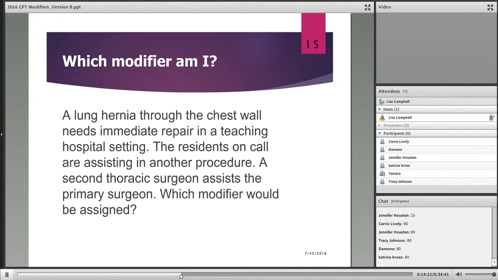A lung hernia through the chest wall needs immediate repair in a teaching hospital setting. The residents on call are assisting in another procedure. A second thoracic surgeon assists the primary surgeon. Which modifier would be assigned? The resident is on call and assisting in another procedure. So yes, it would be a modifier 82.